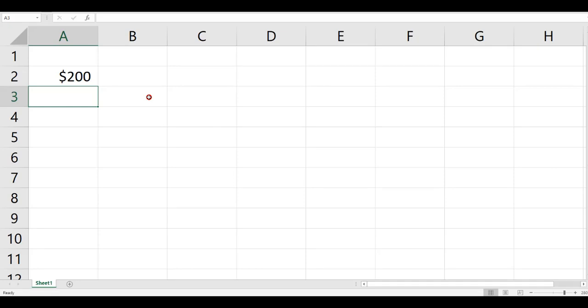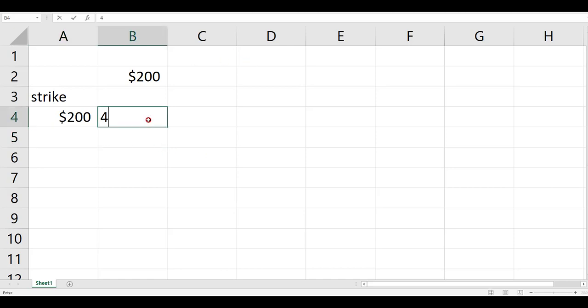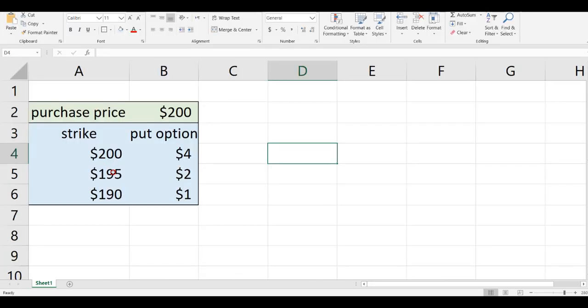They can buy insurance, a put option, to protect themselves within the next 30 days. Let's say they don't want to sell their stock lower than $200. Then they can buy a put option, let's say for $4. If they just want to make sure that the lowest they can sell it at is $195, then the put option will cost less, of course, maybe $2. If the lowest they're willing to sell at in the next 30 days is $190, then their put option is going to cost them $1. So that's what a buyer of a put option normally would do.